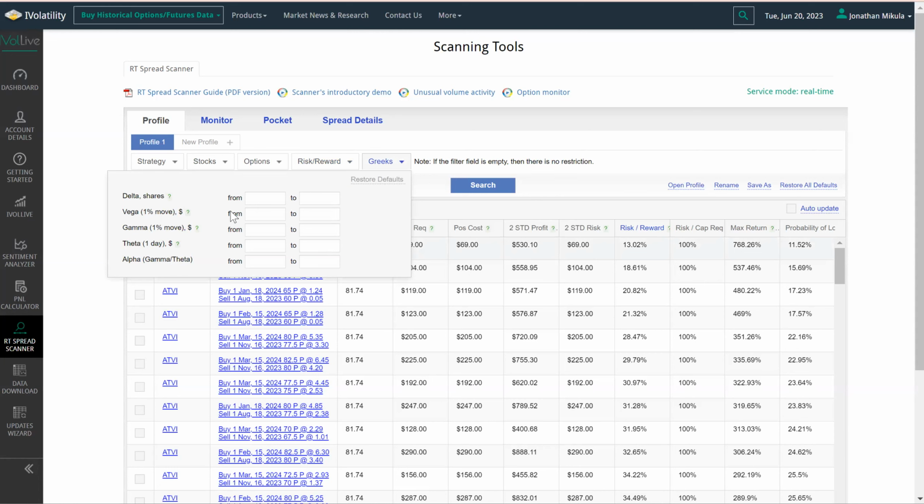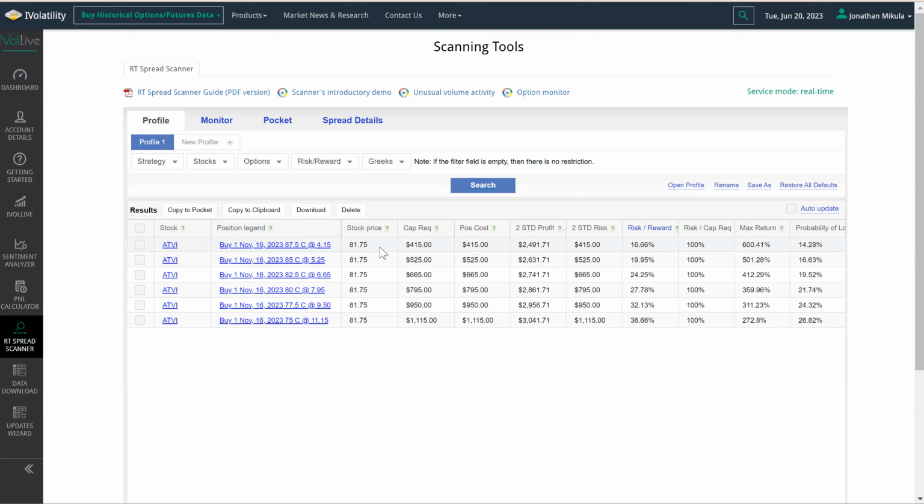So again, at its most basic level, here are the different call options that our system thought is interesting. So here at this top one, we're buying the November 16th, 2023 87.50 call, and we're going to spend $4.15 to buy that. So you can see here's our current stock price for Activision, 81.75. So here's the capital required, $4.15 times 100, since each option trades in increments of 100 shares. Our position cost, which would be that 415.